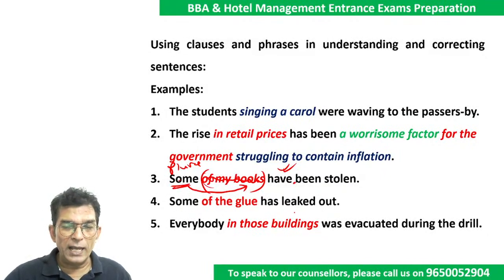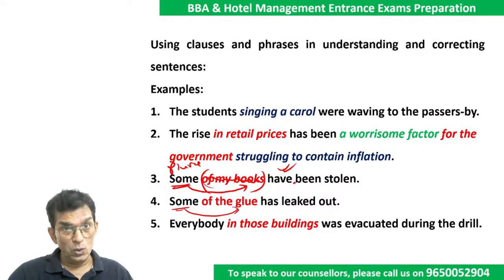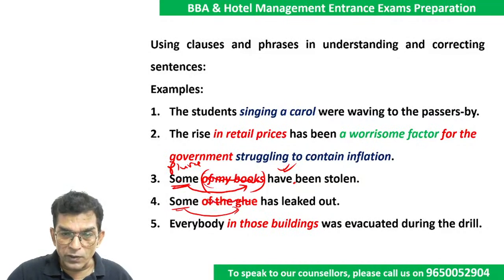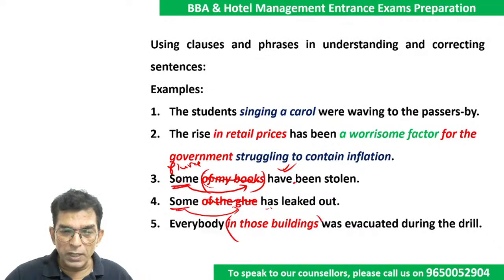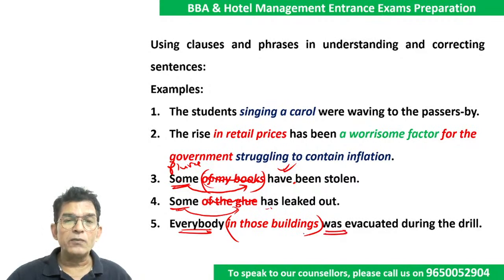Some of the glue has leaked out. Now again, some is a pronoun, pointing to the uncountable noun glue. Glue is singular. And then I remove this phrase. Therefore, some has leaked out. Now come to the next one. In those buildings is a phrase, a prepositional phrase. The subject is everybody. Everybody is always written with the singular verb.